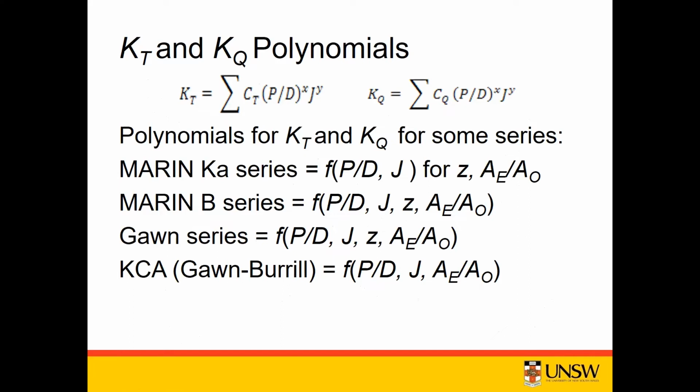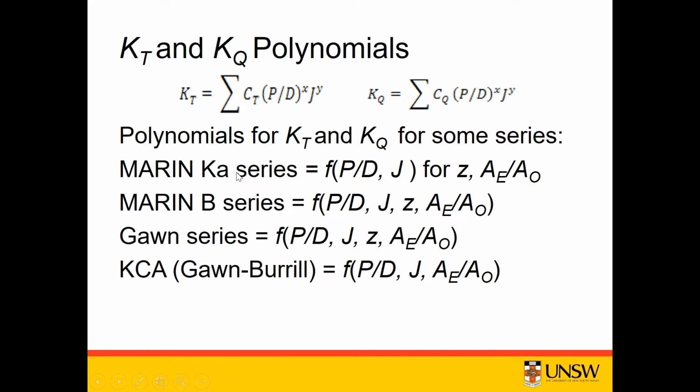Back in 1975, MARIN published the first of a set of polynomials for the B series propellers. And the typical polynomial for the B series includes as variables the pitch ratio, the advance constant, the number of blades, and the blade area ratio. And you can see there that the Gawn series and the KCA series, or the Gawn-Burrill series, also has the same basic formulation as the B series.